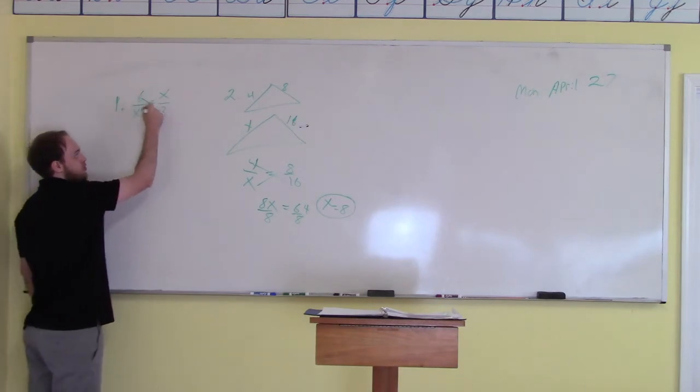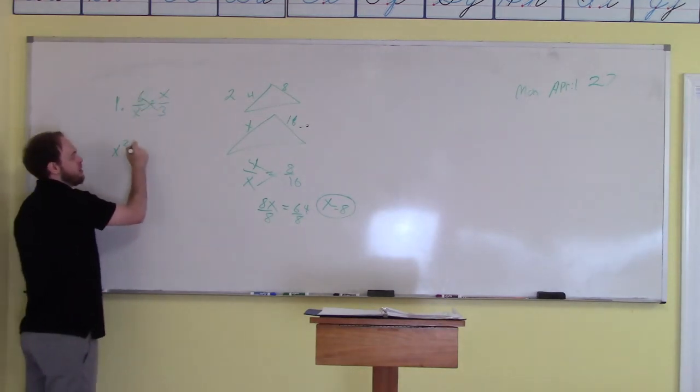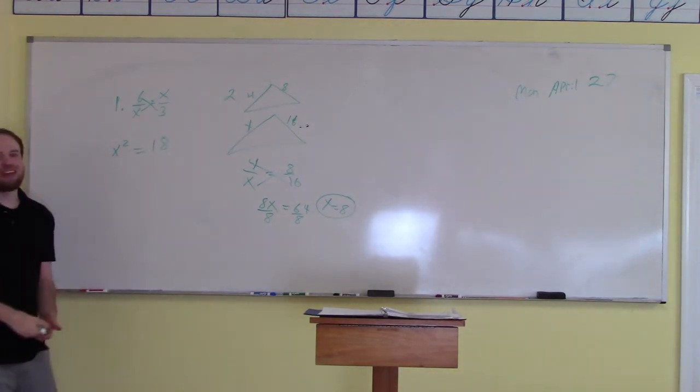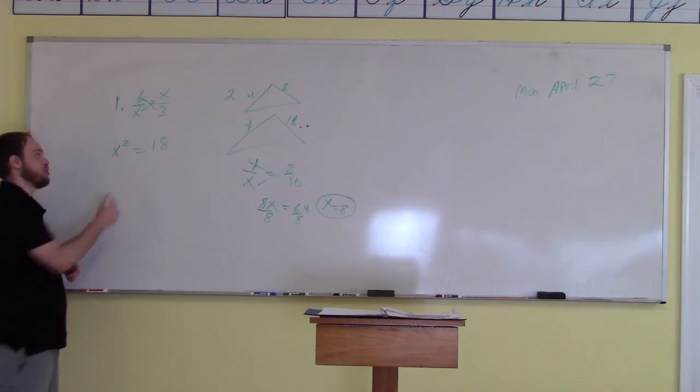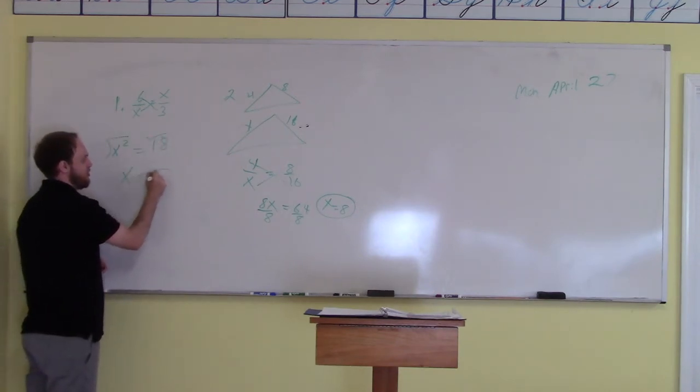So I'm going to cross multiply. x times x is x squared. 6 times 3 is 18. And so I have x squared equals 18. To solve that, you're just going to square root both sides, and you're going to get x equals the square root of 18.